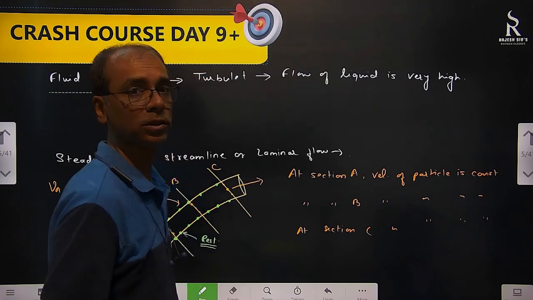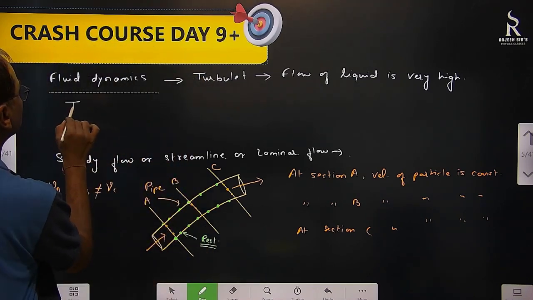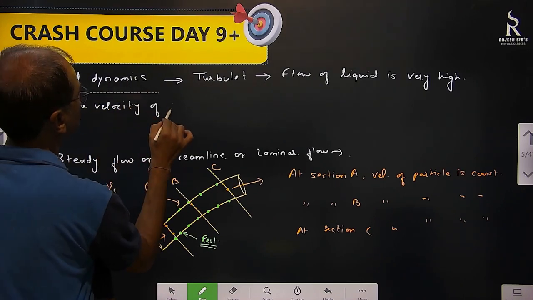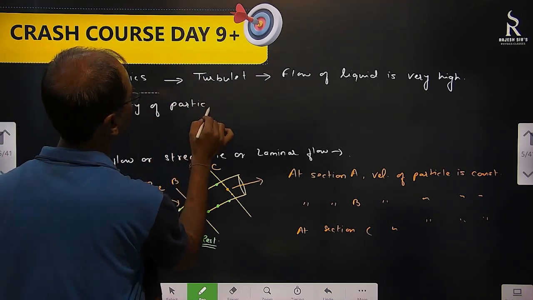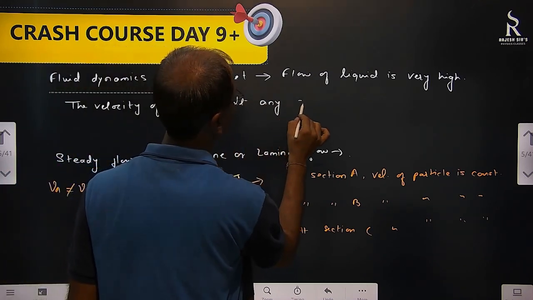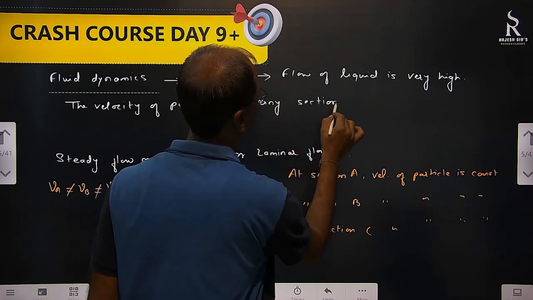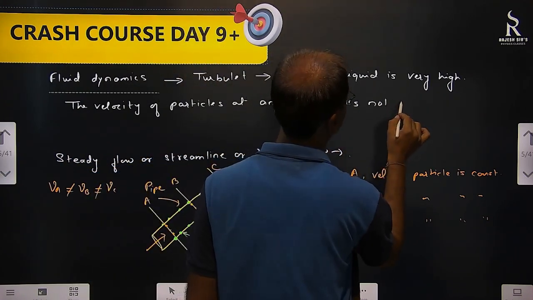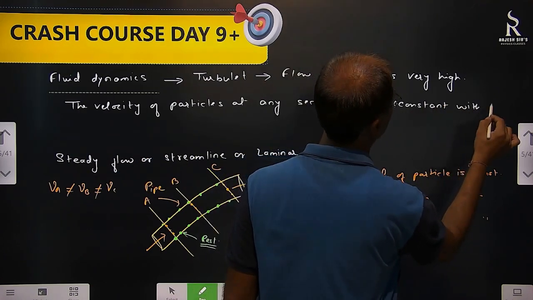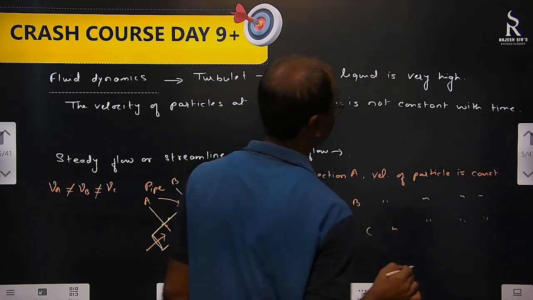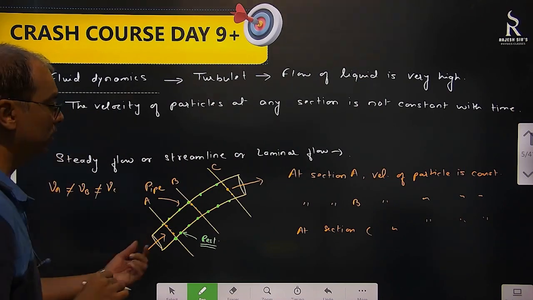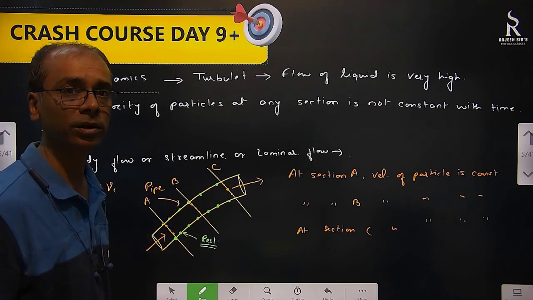So in this one, what happens? The velocity of particles at any section is not constant with time. And the second thing that I told you for steady flow, that the particles which are in contact with the pipe are at rest in steady flow. Here they are not at rest.